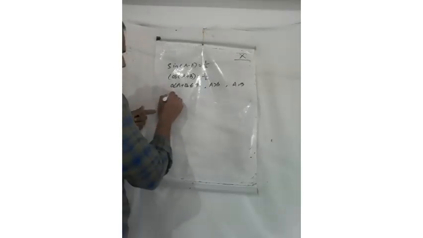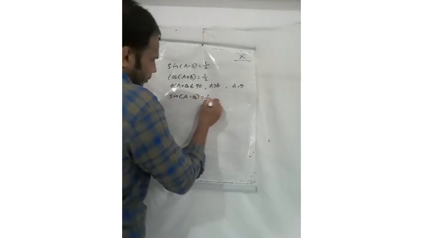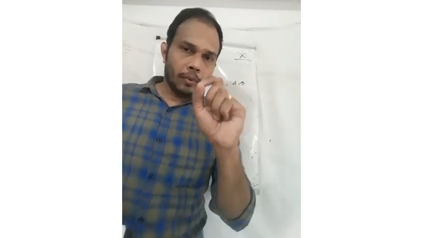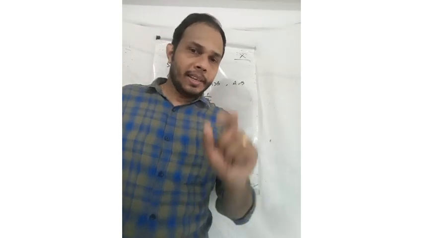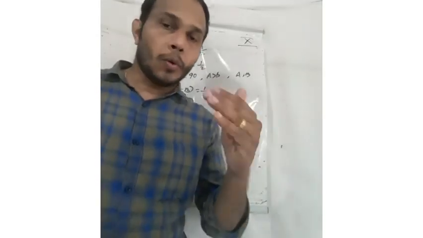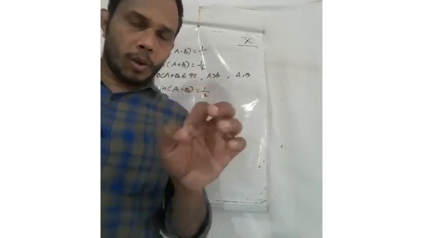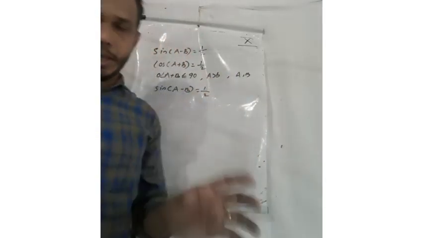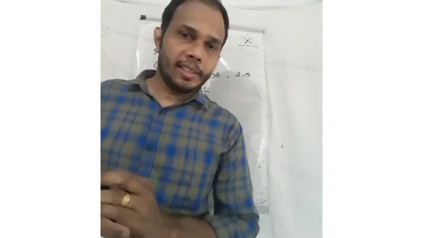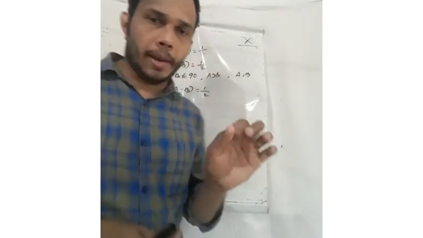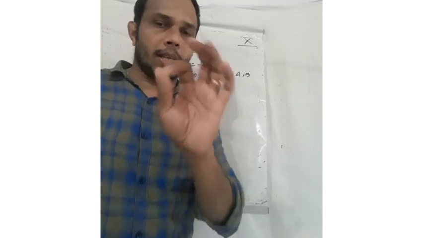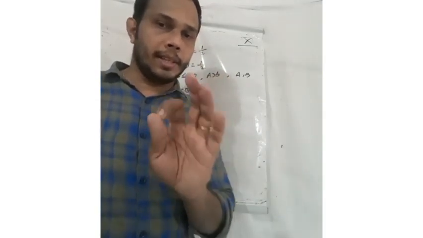First of all, sin(a minus b) equals 1/2. In which angle will the value of sin be 1/2? You need to check for which angle sin is 1/2. That is sin 30. At sin 30 you will get 1/2. So sin(a minus b) equal to 1/2 means look at when sin is 1/2. Sin 30, the value is 1/2.